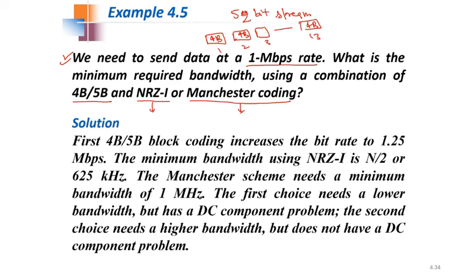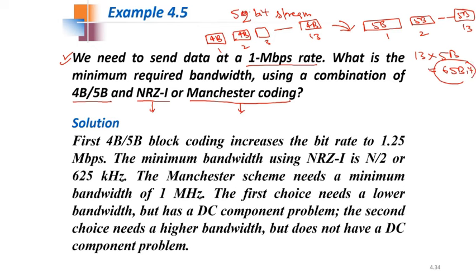Now each block will be converted into 5 bits. So after block coding, each block will be 5-bit, and there are 13 blocks. So 13 multiplied by 5 bits gives a 65-bit stream. Initially it was a 52-bit stream, but now it has become 65. So more bits are required after block coding. Once we code, the number of bits increases. That means instead of sending 1 Mbps, we need to send 1.25 Mbps.